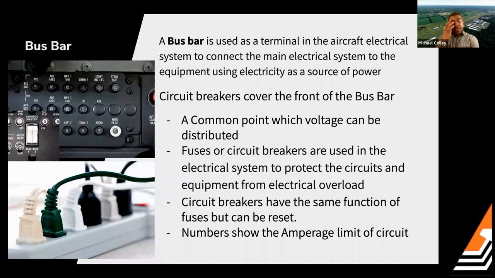So let's say you do have an instance where something is not connected correctly, and then the circuit breaker does pop. It's protecting the aircraft system from overloading itself. So that's the benefit of it. Oftentimes you'll hear about fuses. I know when you're talking about required equipment for night flying, you'll hear the word fuses being used. Fuses and circuit breakers are kind of two of the same types of technology.